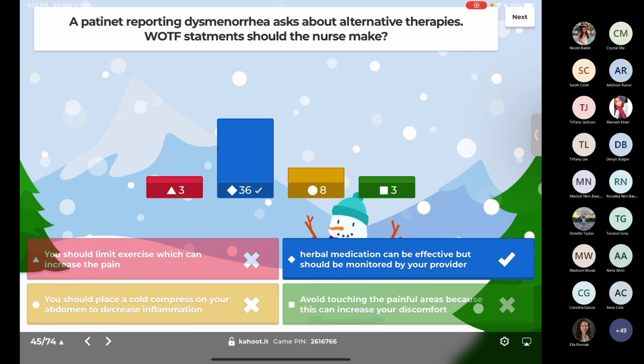Good job, guys. So remember, it's totally okay for my patient to use some alternative medications, but we do want to follow up with our provider and really just assess and make sure that the medications are safe for the patient.